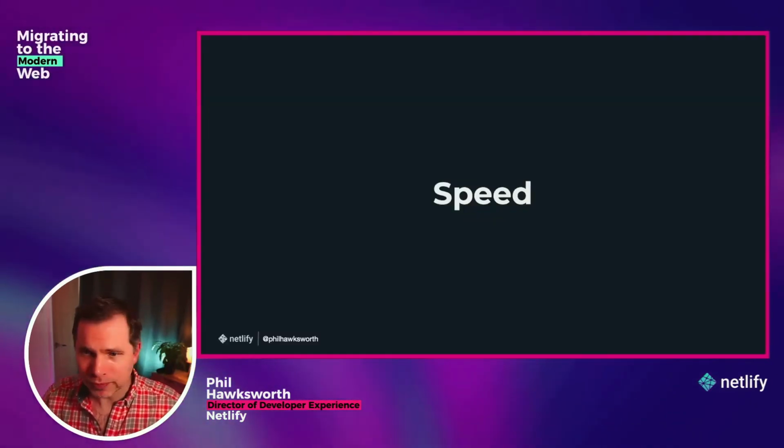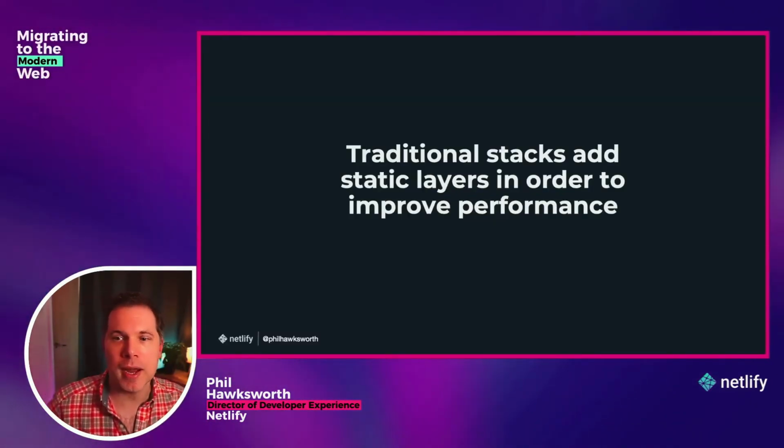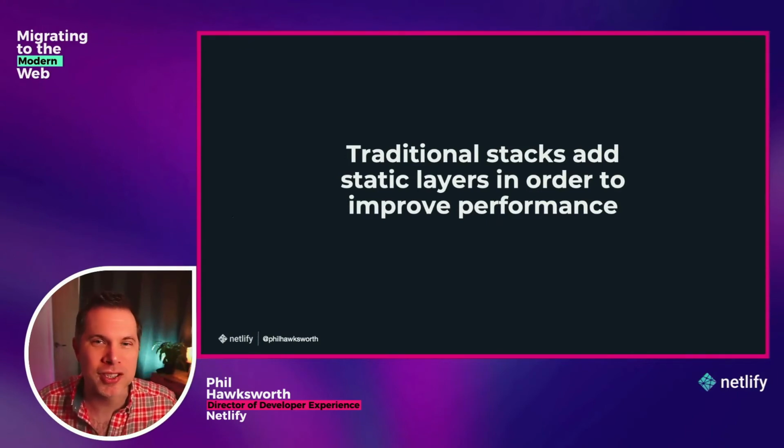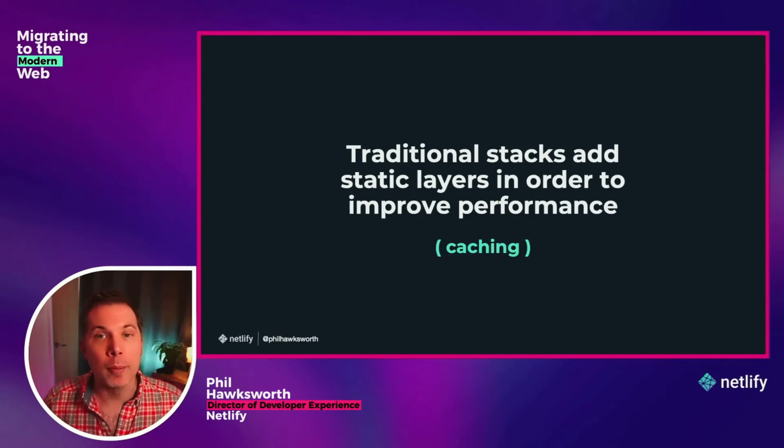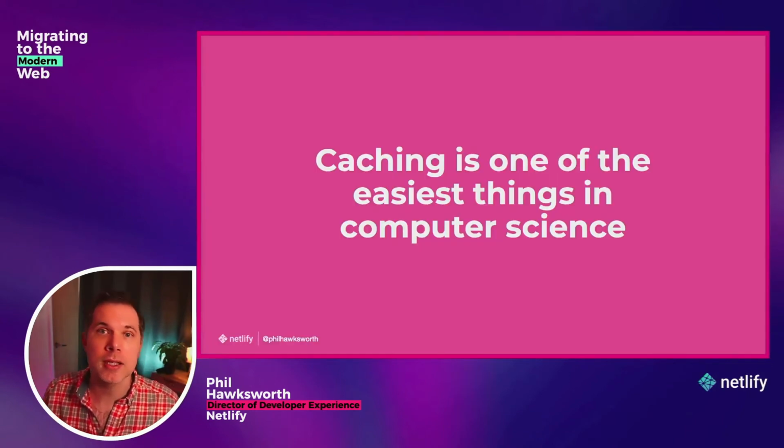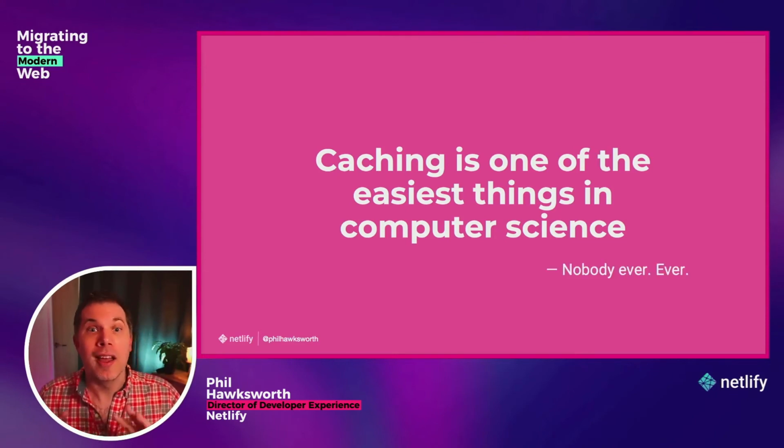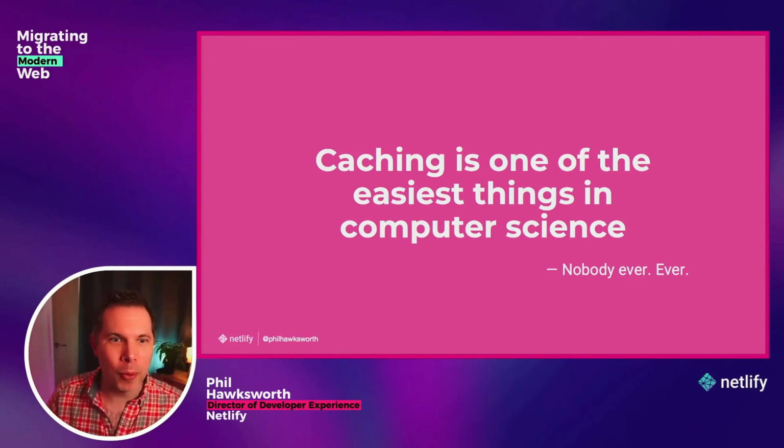Similarly for speed. In traditional stacks, we add static layers in order to improve performance. I'm talking about caching there. That's often what happens in a traditional stack. Luckily, caching is one of the easiest things in all of computer science. Said nobody ever. Caching is incredibly hard to do right. And that's why an entire industry has come around to support that.